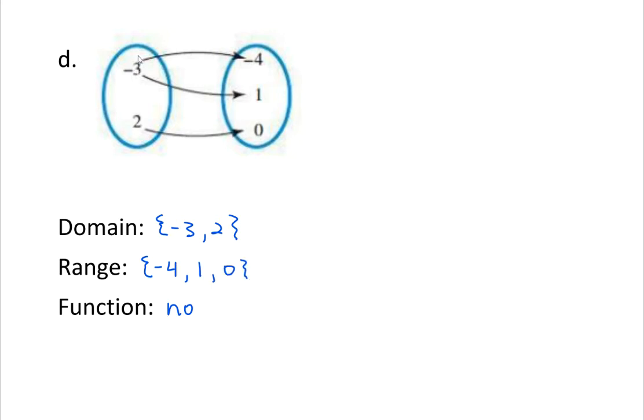But because one x value is going to two different y values, or again, if I were to list out my ordered pairs, we would have -3, -4, -3, 1, and 2, 0. As you can see, we have the same x values in more than one ordered pair, so it is not a function.